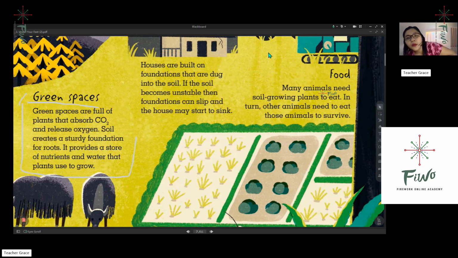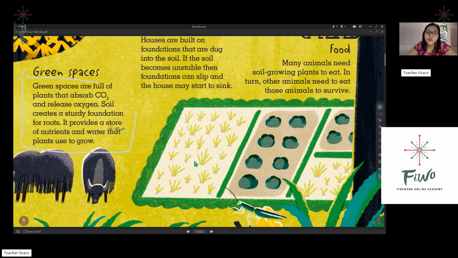Yeah, so like what we mentioned earlier, the soil helps store water, right? So that means that if there is a plant in the soil, the plants can get water from the soil and also carbon dioxide, right? And those nutrients and water are needed for the plants to grow healthy.